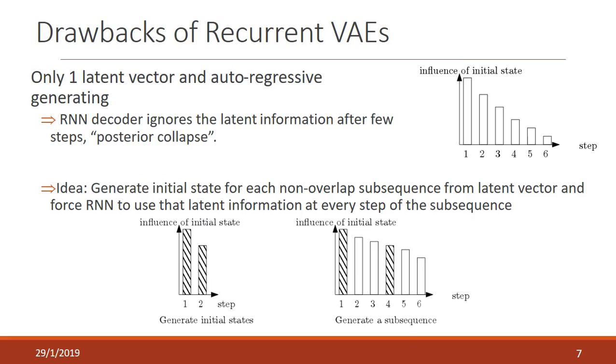The idea to go around this problem is generating the initial state for each non-overlapping subsequence from the latent vector and forcing the RNN to use that latent information at every step of the subsequence. As you can see, by doing this, the influence of the initial states will decrease slowly.